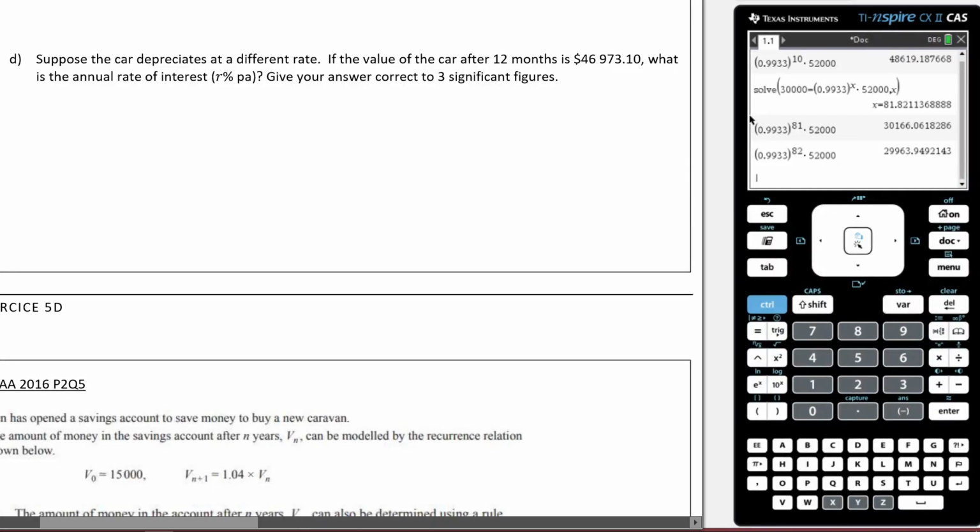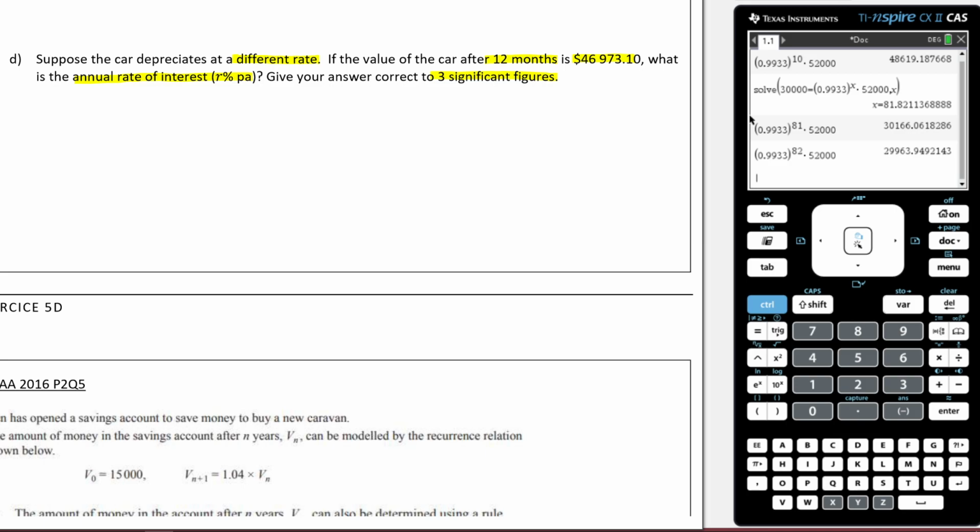All right, now we come to a really great question. I'm going to be taking our time when working through it. So D, it says, suppose the car depreciates at a different rate. If the value of the car after 12 months is this here, what is the annual interest rate, R percentage per annum? Give your answer correct to 3 significant figures.